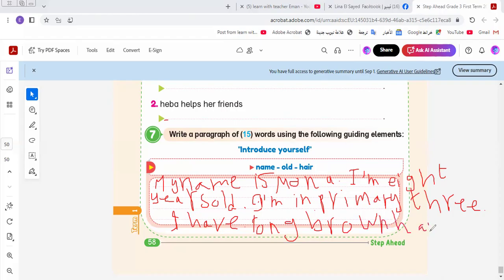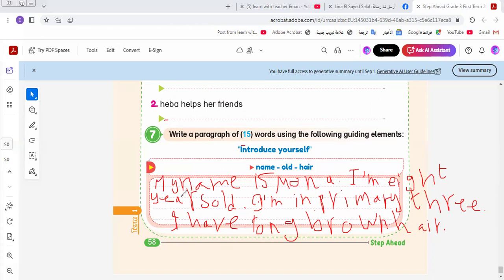Okay, and I put the full stop at the end of this paragraph. Write 15 words. So we say 1, 2, 3, 4, 5, 6, 7, 8, 9, 10, 11, 12, 13, 14, 15, 16, 17, 18, 19. So it's more than 15, but don't worry. It can be okay.